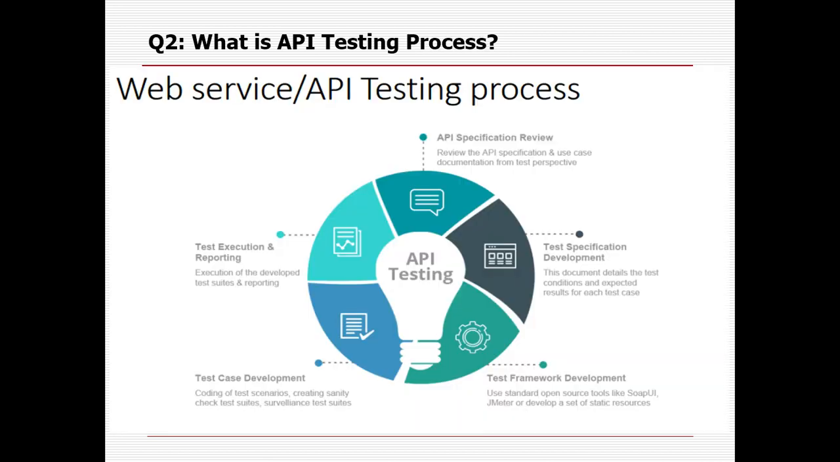What is the API testing process? So in the diagram you can see there are 5 processes, right? First is API specification review, where the user will review the API specification and use case documentation from the test perspective. Once the review is done, then test specification development will happen, where the test condition and expected result for each test case will be added as part of your script.